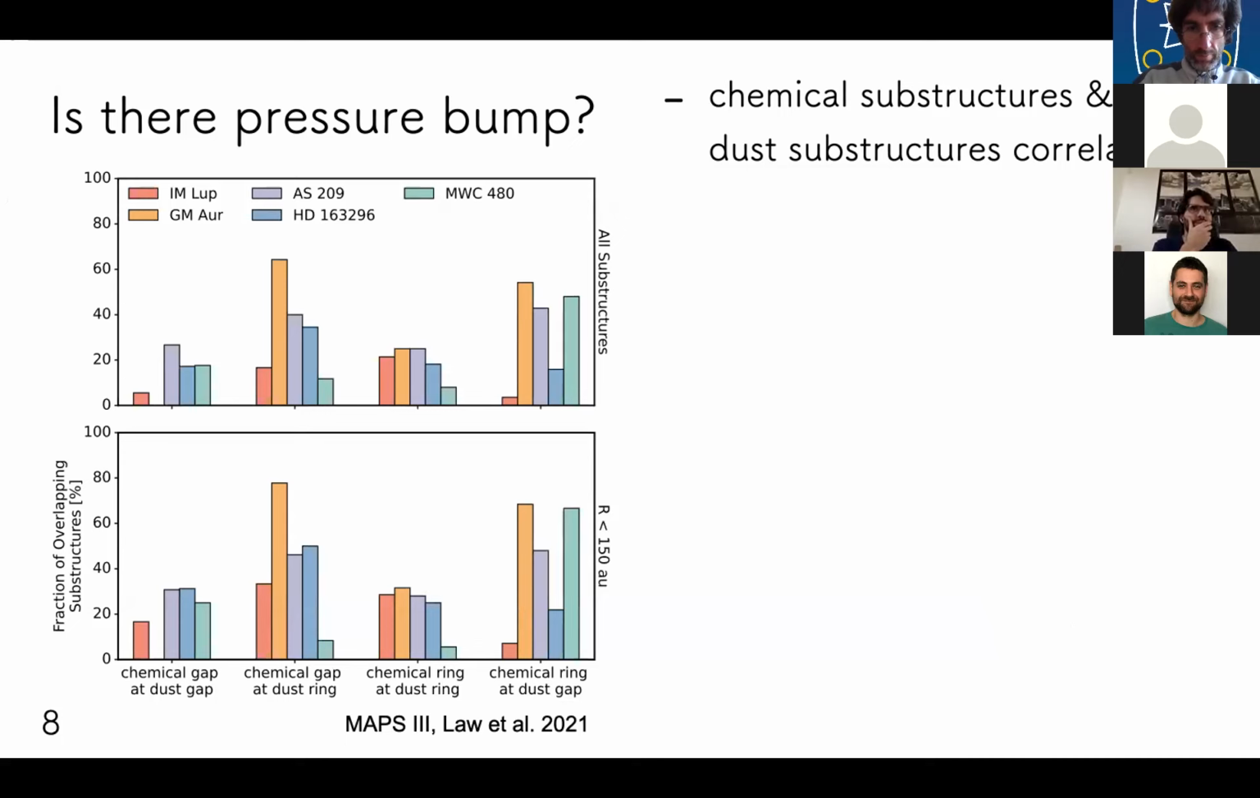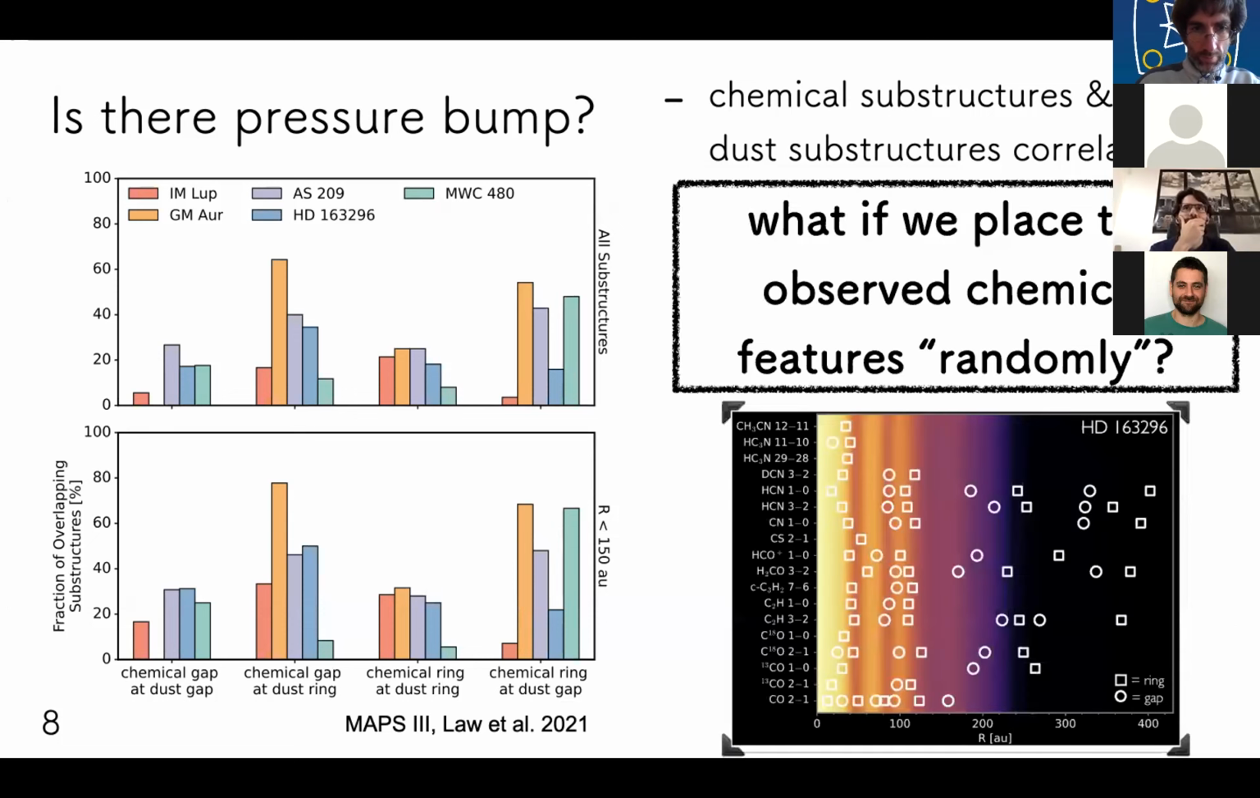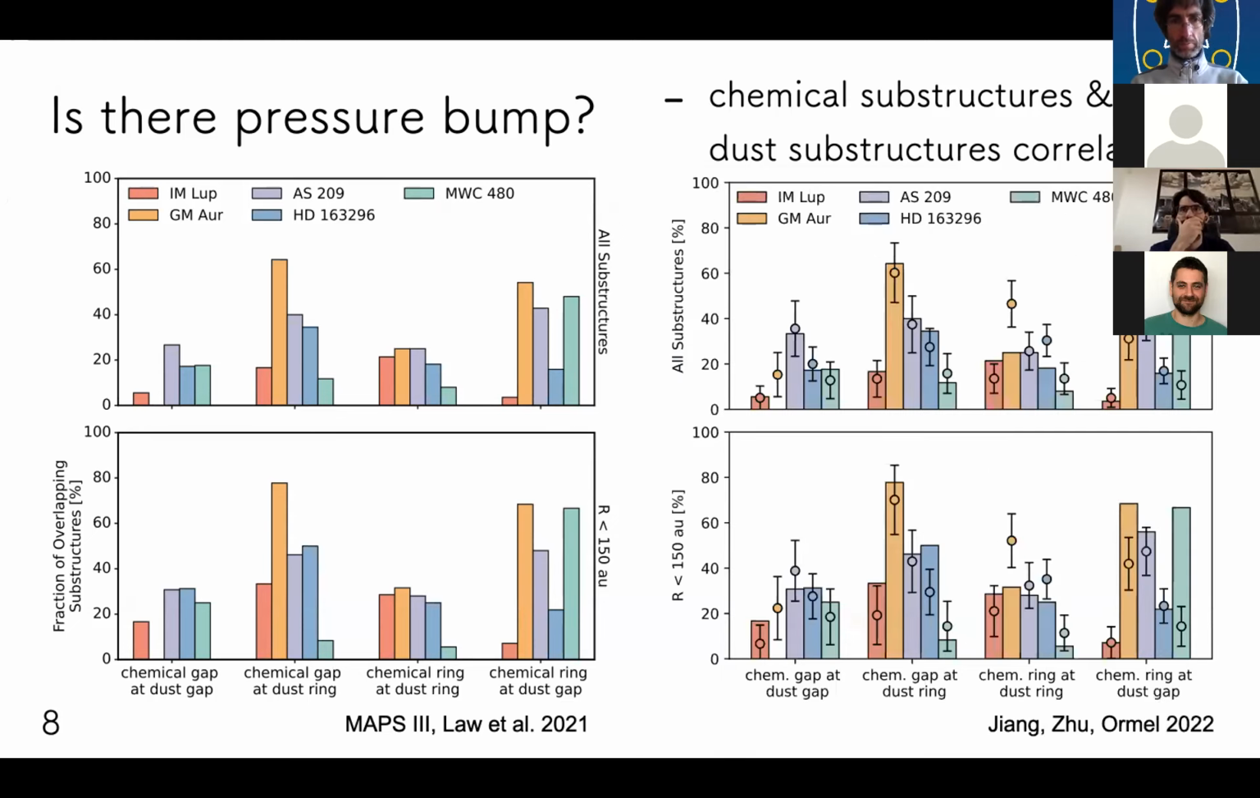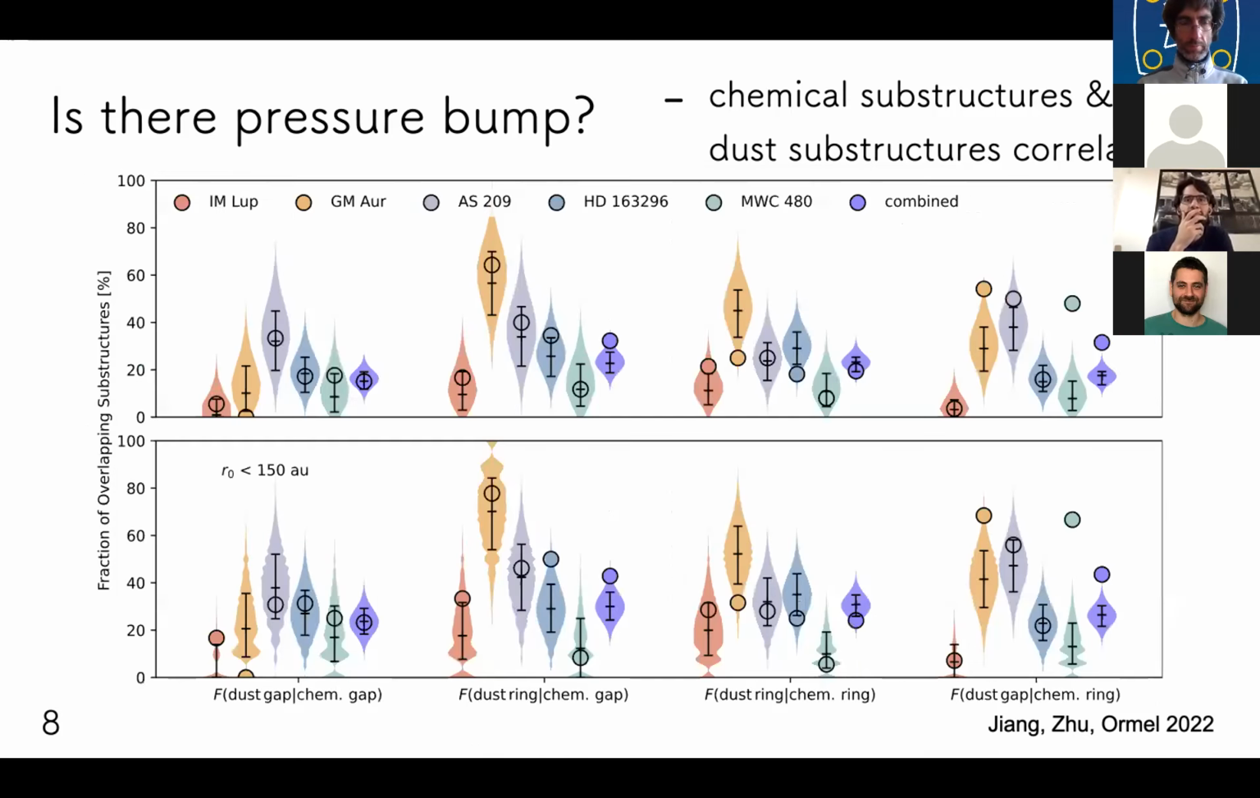And we have a further naive question on this. So what if we replace these observed chemical features randomly? I say randomly, but of course we need to assume a random distribution here. So we indeed do this, and we get such a result. We know the number of the features we observed. We know the inner edge and outer edge where we can see them. We just randomly put them across the disk and measure the correlation, and therefore we get a distribution as this violin plot shows.